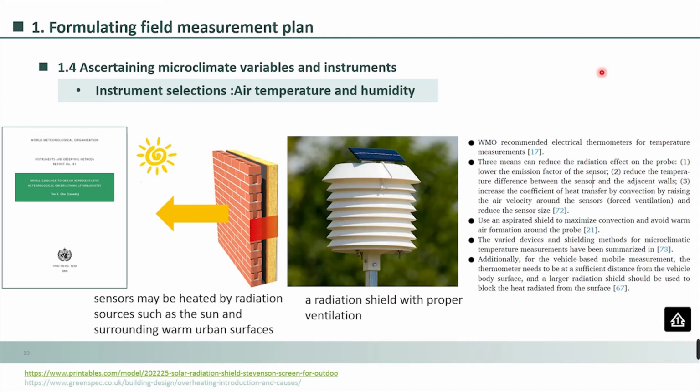And after introducing the field site, now let's talk about the microclimate variables and the instruments. In general, air temperature, relative humidity, wind speed and direction, radiation, and surface temperature are commonly used variables in microclimate field measurement.